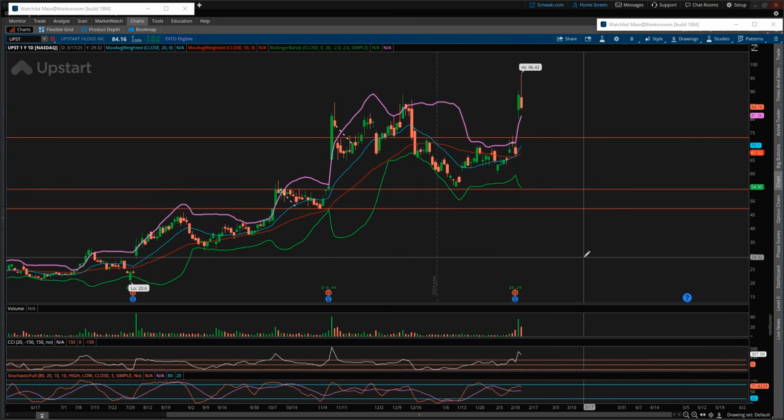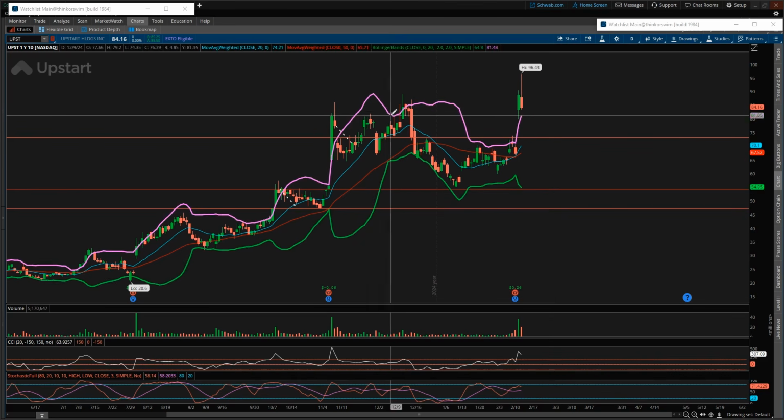Now, some people use Bollinger Bands, some people don't. We use them here and they're very, very useful. Bollinger Bands are based on a moving average of the price of the stock. The bands adjust automatically based on the volatility of the market or the stock. So you could think of them as like a moving average, but not really.